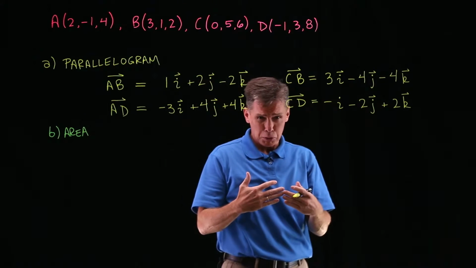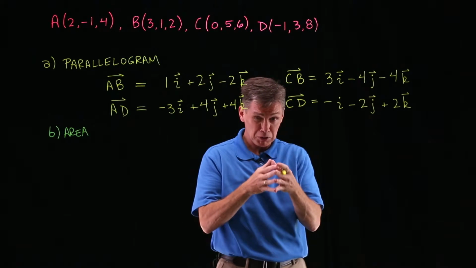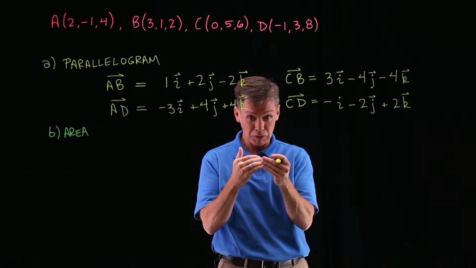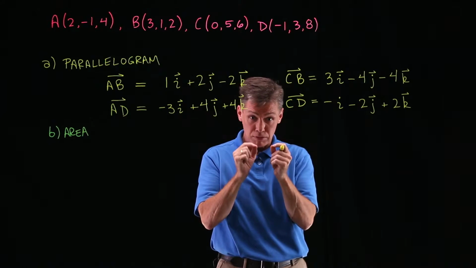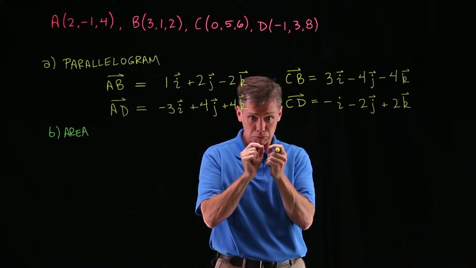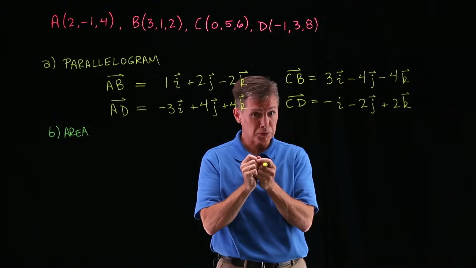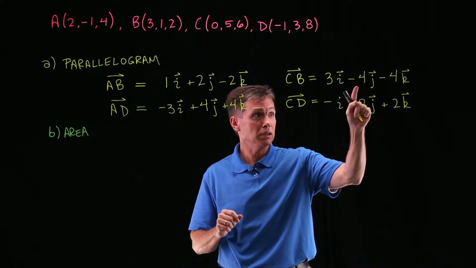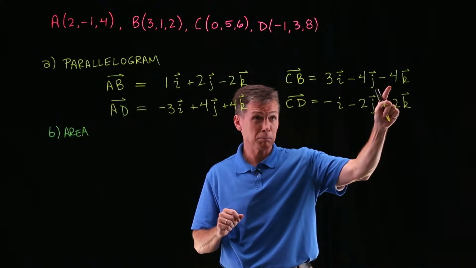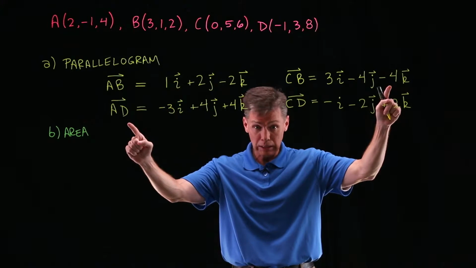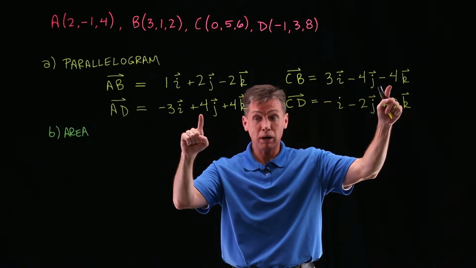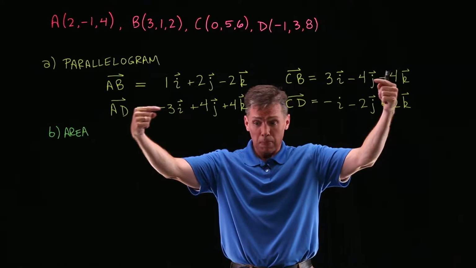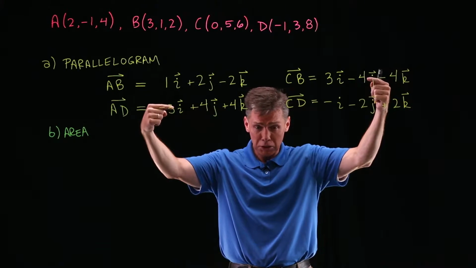All right, so you have your 4 different sides represented as vectors. What good does that do you? Remember, we're looking to see if opposite sides are parallel. Vectors being parallel to each other means that they're multiples of each other. So take a look at, in this case, CB, 3, -4, and -4 for the components, and compare that to AD, -3, +4, +4. These two are just multiples of -1 of each other.